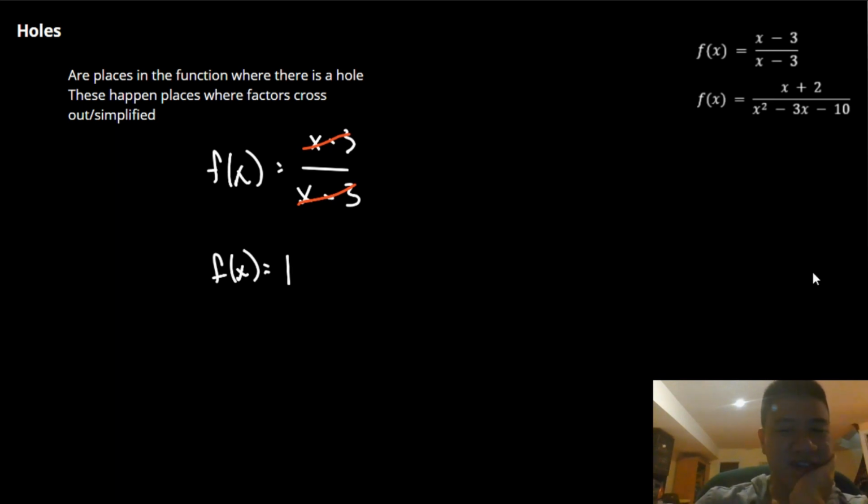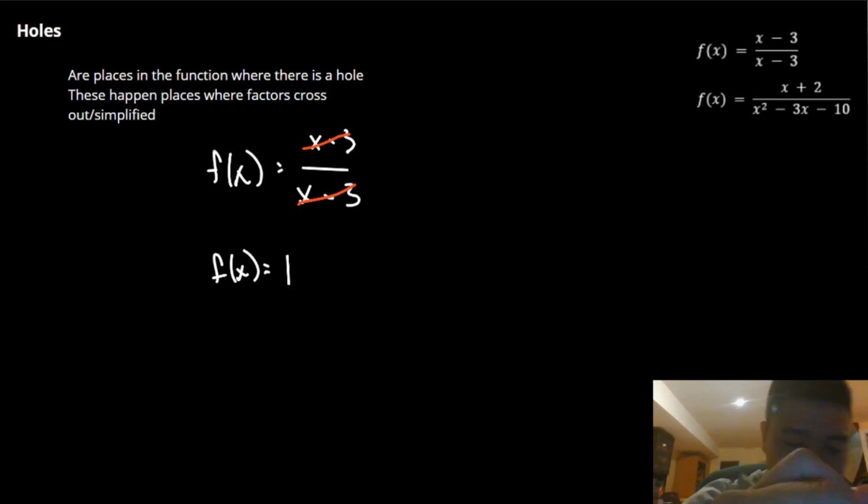What this means is our original function, f of x equals (x minus 3) over (x minus 3), is going to look exactly the same as f of x equals 1. However, the only difference is there's going to be a hole at x equals 3, because the factor we crossed out was x minus 3. If you remember from your polynomial unit, the number corresponding to x minus 3 is 3. So it's going to look exactly like this guy, but at 3 there's going to be a hole right where it is.